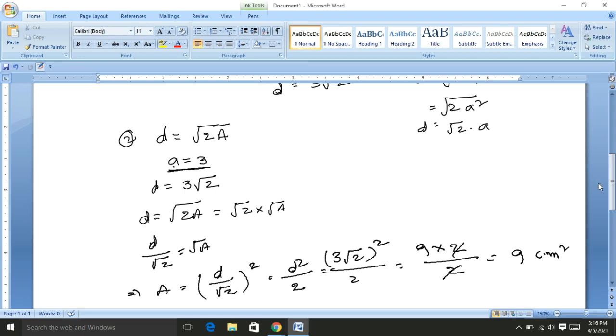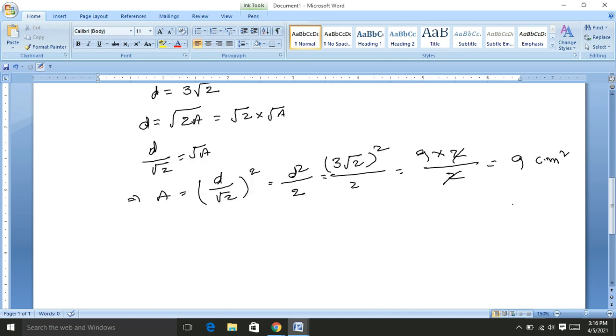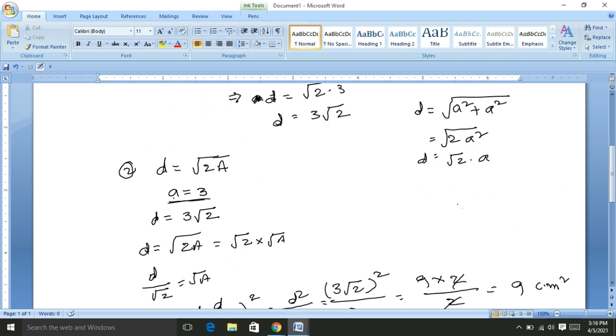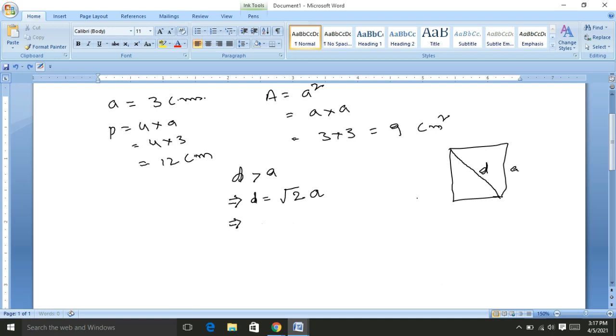So in the above, we calculated the area of the square when the side a equal to 3 centimeters, and this is equal to 9 square centimeters. By using this, we prove that this formula is right. Okay, friends, I'm going to clear some of these things, and I go for the next formula.